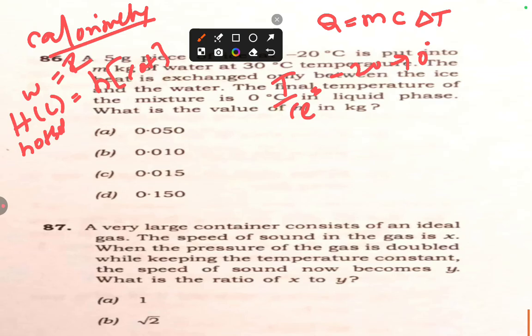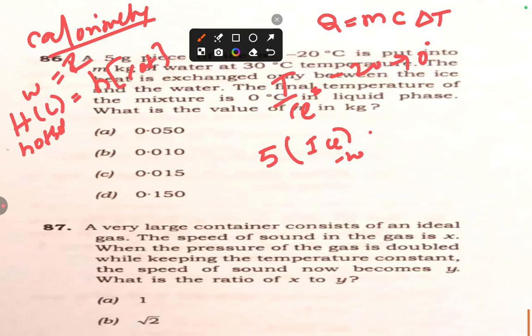M is already given: 5 grams of ice cube, ice at minus 20 degrees. So the formula is mc delta T plus the latent heat formula. What is the latent heat formula? As we know very well, we have the concept of latent heat of fusion and latent heat of vaporization. We have these formulas, no problem.